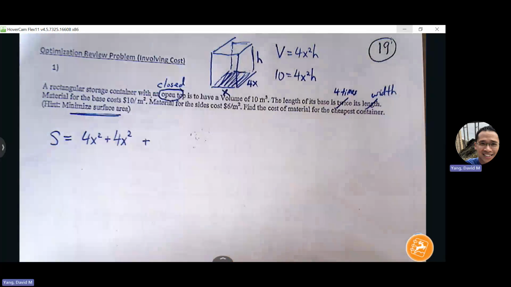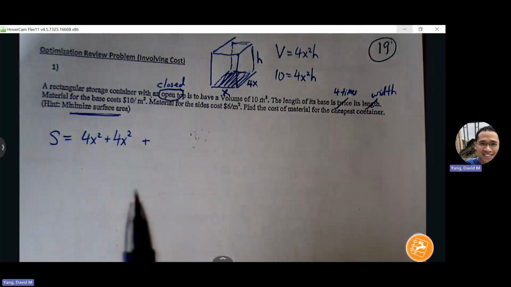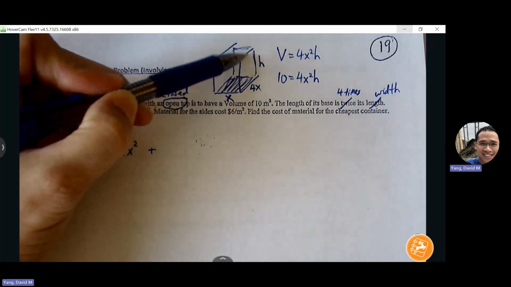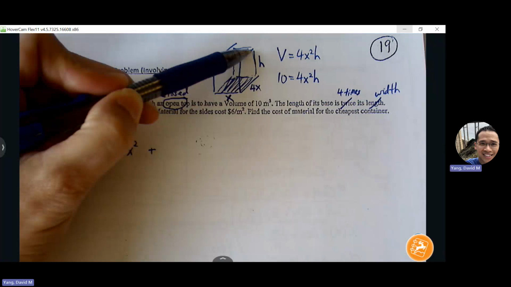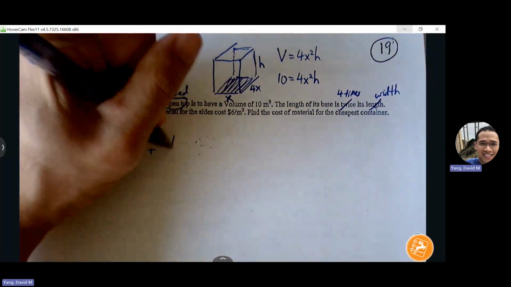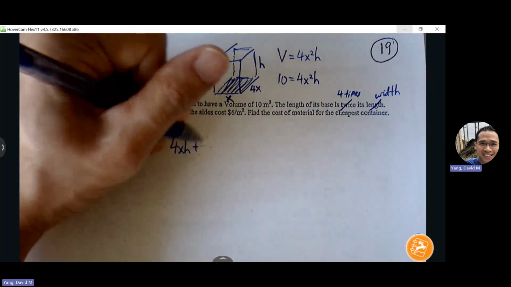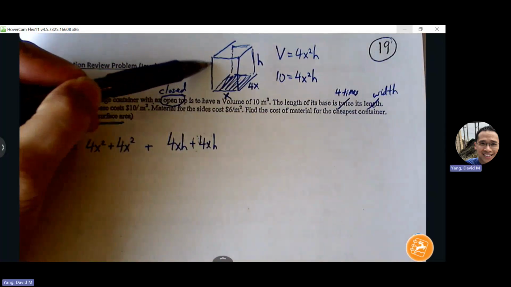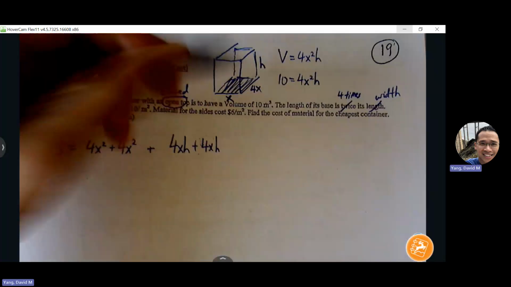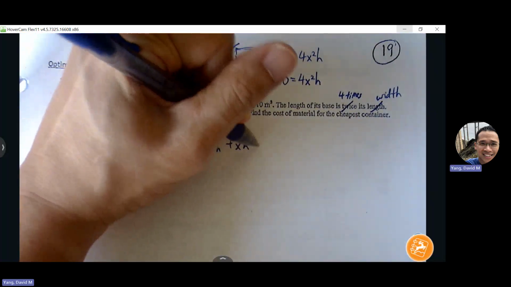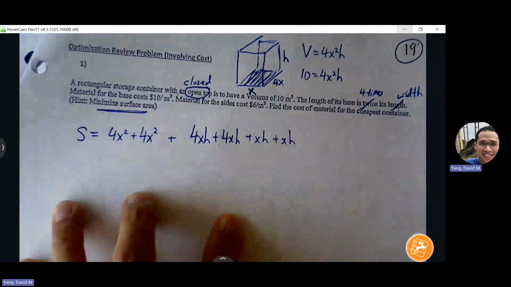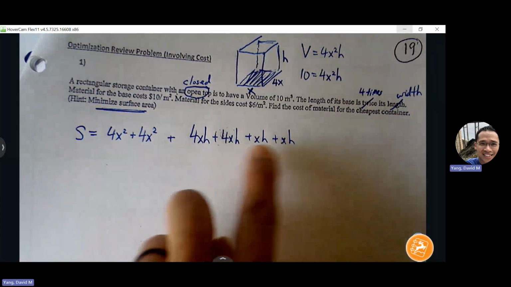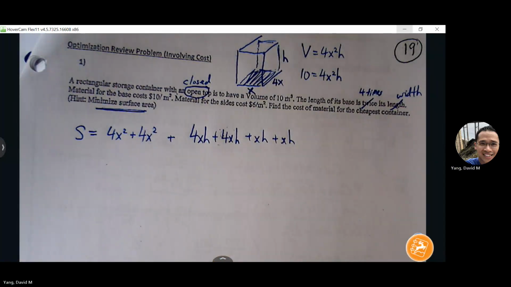Now, not all the sides have the same area, right? Let's do the larger one here. This is the larger panel. What's the area of this? 4xh. Now, if there's a 4xh on one side, there's also a 4xh on the other side. How about the smaller side here? xh. And if there's an xh, then there's also another xh. So we have 6 surfaces, and each surface has its own area formula. Are we good with that?